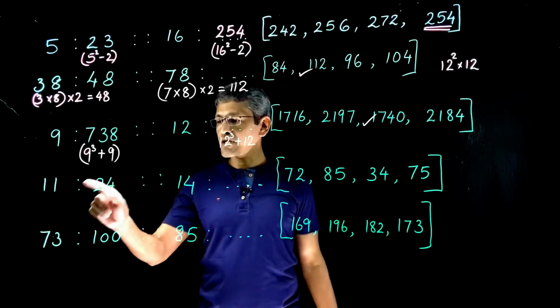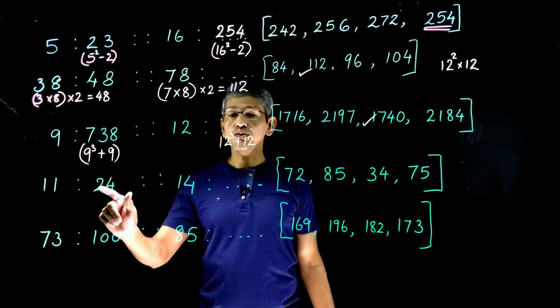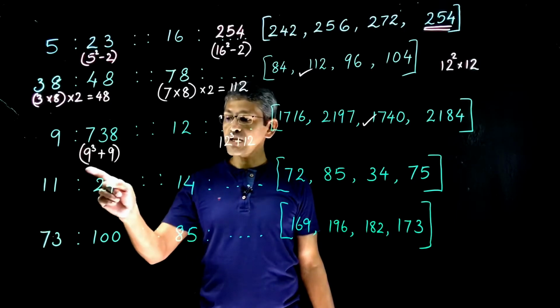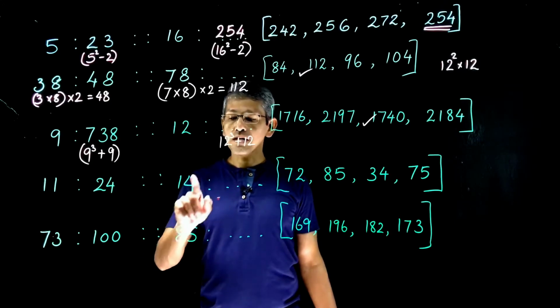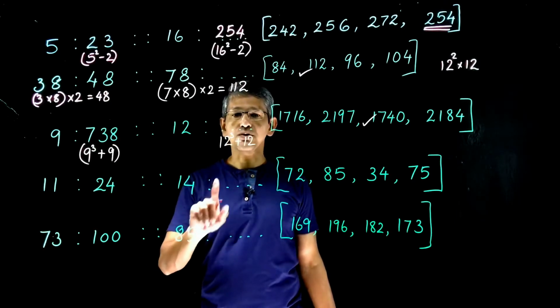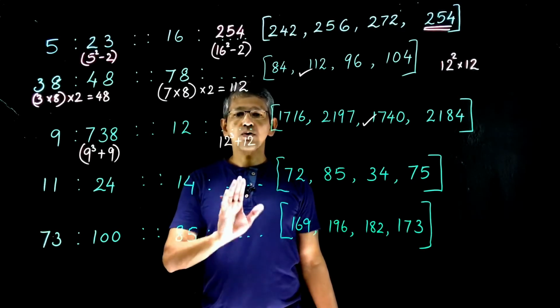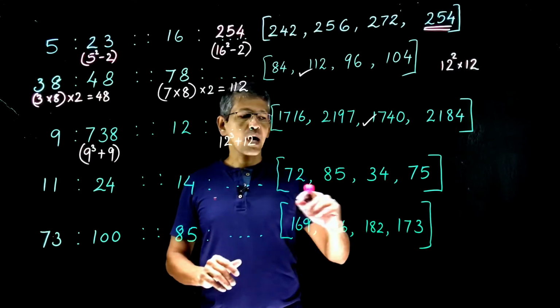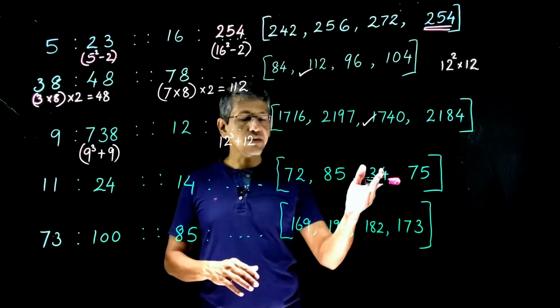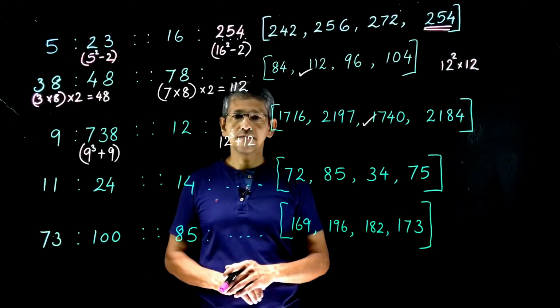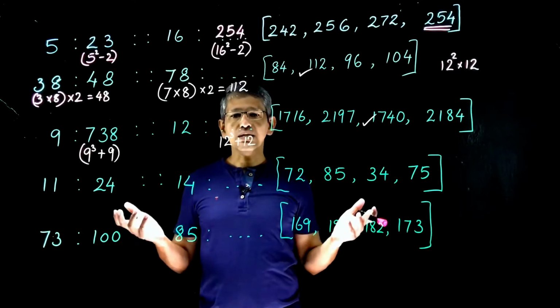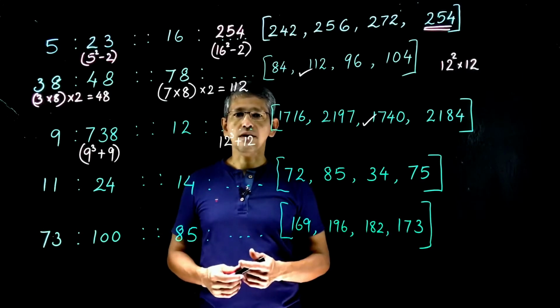Next possibility, 11 into 2 is 22. 22 plus 2, 24. So 11 into 2 plus 2, 24. Same way, 14 into 2 plus 2. 14 into 2 is 28. 28 plus 2, 30. So answer 30 is correct, but we don't have it here. We have 34, but it doesn't make any sense. So what else do we have? Any other patterns we have here?